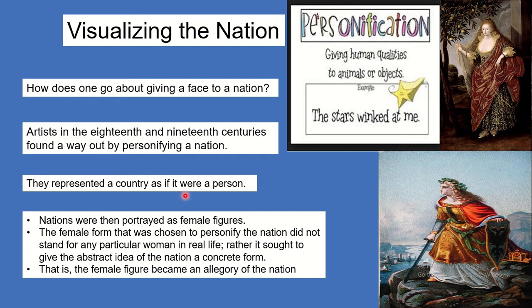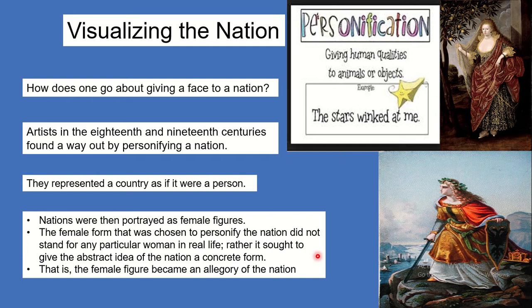So the nations were then portrayed as female figures. How are they portrayed? Female figures. The female form was chosen to personify the nation that did not stand for any particular woman in real life. Rather, it sought to give an abstract idea about the nation in a concrete form. Thus, the female figure became an allegory of a nation.